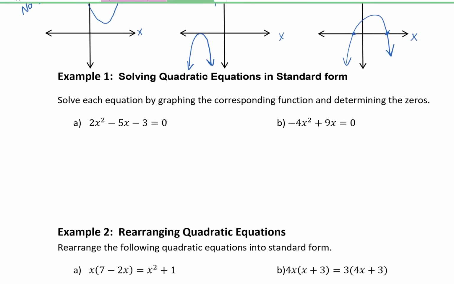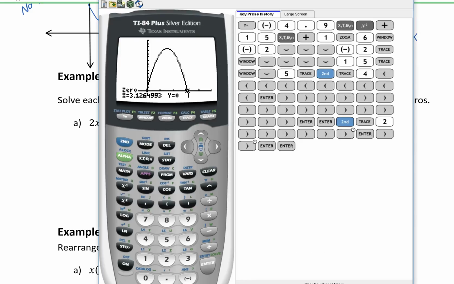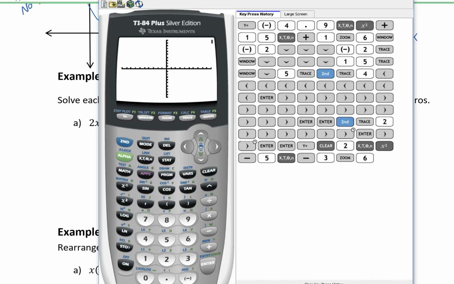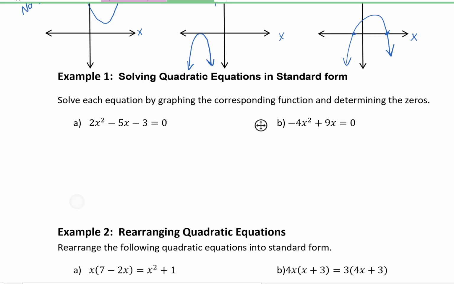Let's take a look at the first example. It says solve each equation by graphing the corresponding functions and determining the zeros. So that is the solution. When we say solve, it means find the roots of the function, determine the zeros. Let's take a look at this first one. So I pull out my graphing calculator, clear out what I have in here from before, and put in 2x squared minus 5x, subtract 3. If we go zoom 6, we can see our parabola there. So let's draw a quick sketch of that.